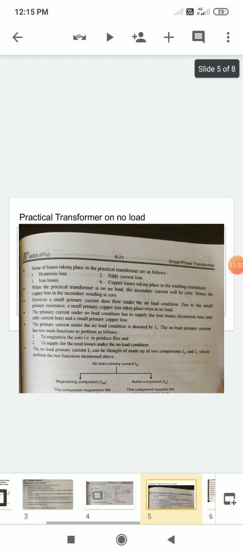Now students, next we discuss what a practical transformer is. What do we have to discuss about that? A practical transformer is what we deal with in our actual life. Meaning, the transformers that are installed outside your homes.